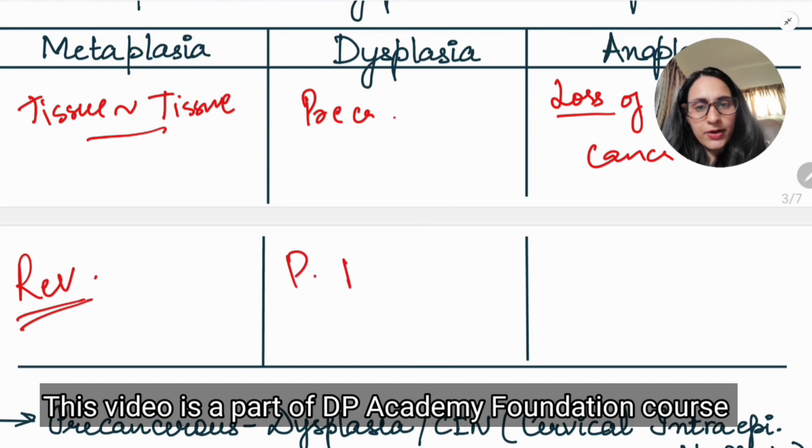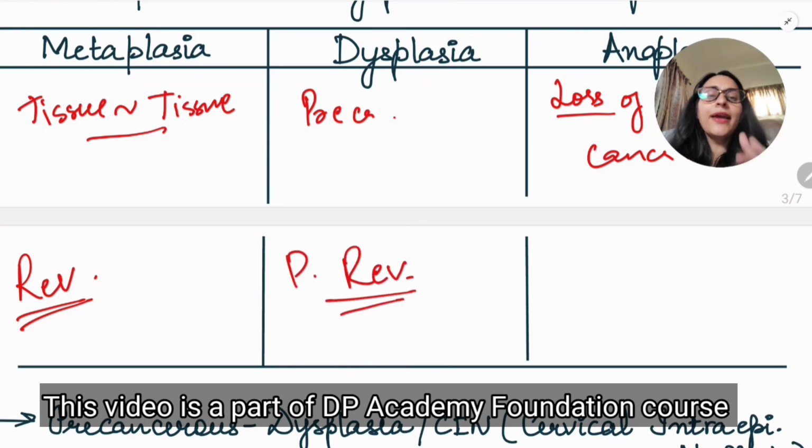Dysplasia, on the other hand, is partially reversible. While anaplasia is a cancer. Once a person has cancer, the tumor cells are not going to become normal. So it is an irreversible process.